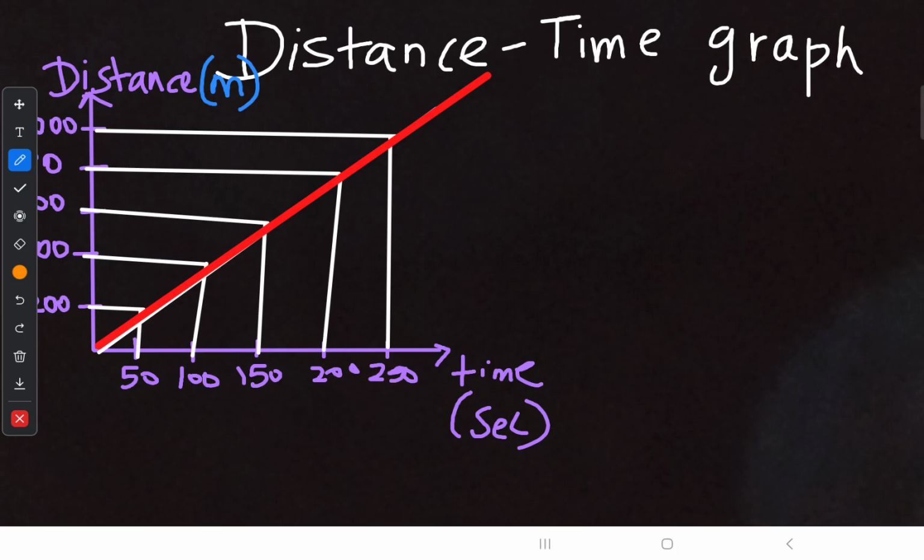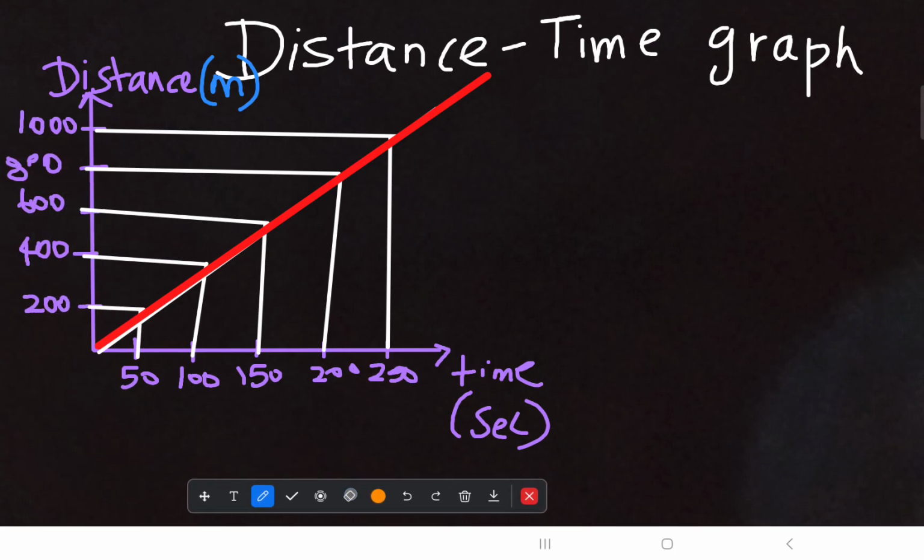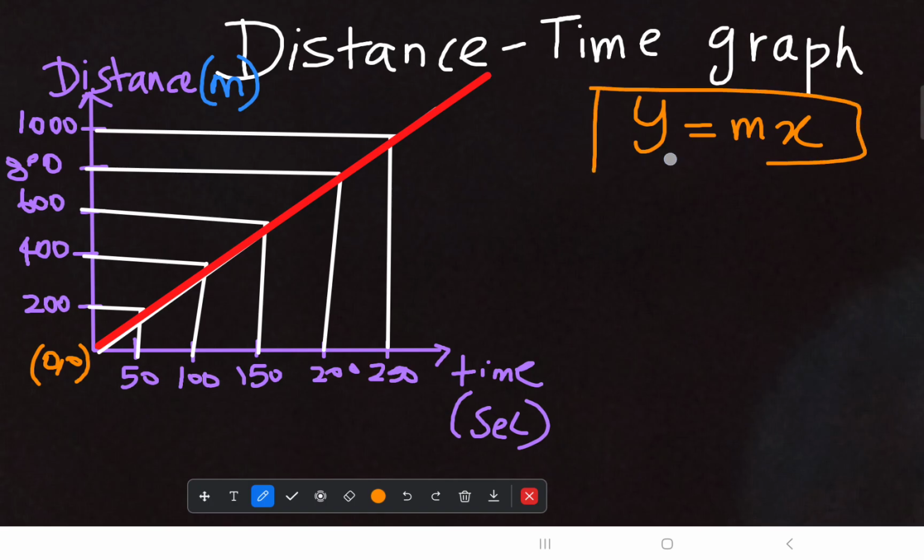Here you can see there is a straight line graph. This is in the form y equals mx. That means this graph is going through the coordinate 0, 0. So that's why I indicated this kind of graph as y equals mx. Don't worry about it. We will study what y equals mx is, and what the characteristics of this graph are.